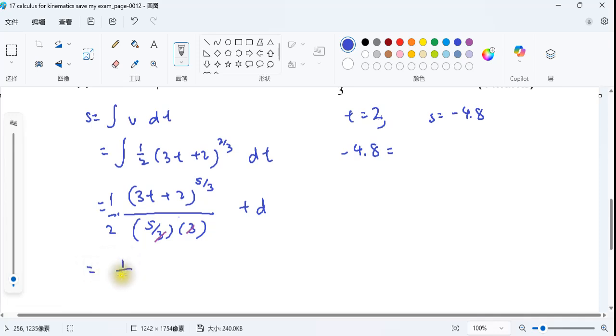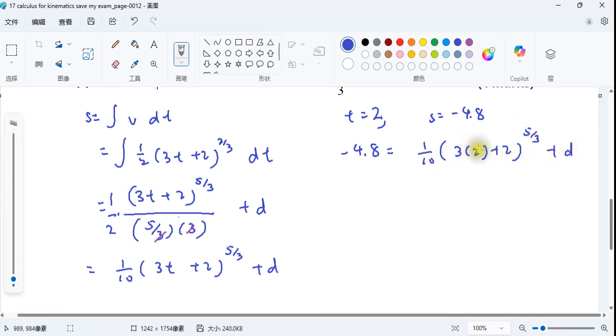Then it is 1 over 10, 3t plus 2 to the power of 5 over 3 plus d. 1 over 10, 3 times 2 plus 2 to the power of 5 over 3 plus d. 8, then 2. 2, 4, 8, 16, 32. So d will be negative 4.8 minus 32 over 10. So it's negative 6. Negative 20. No, 3 over 332.